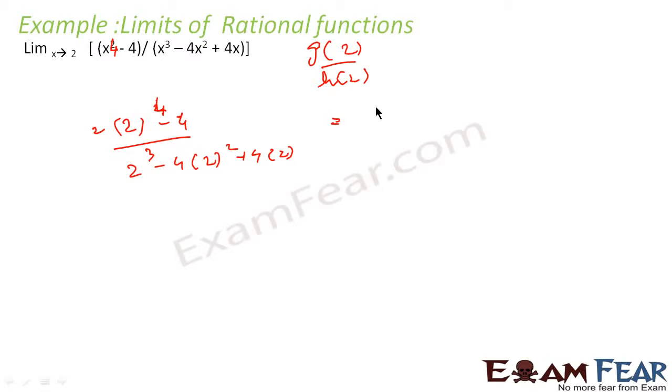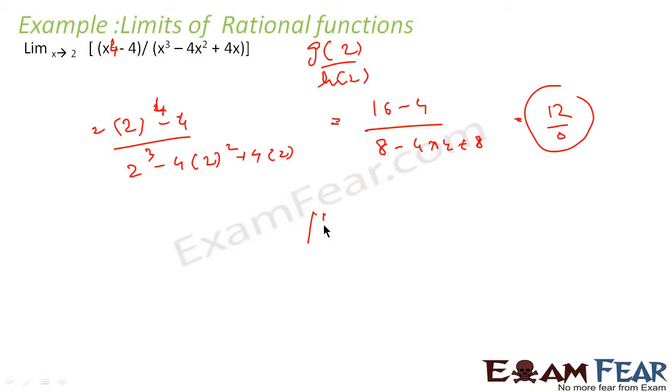So what I get is 2 to the power 4, which is 16, minus 4, by 2 to the power 3, which is 8, minus 4 into 4 plus 8. So what you get is 12 by 0. Since we got 12 by 0 form, that means it is undefined. We know that if I get something in k by 0 form, that means the limit at x equal to 2 for this function is not defined. Very simple: we just found g2 by h2 because here a was 2, and we got 12 by 0, so this value is not defined.